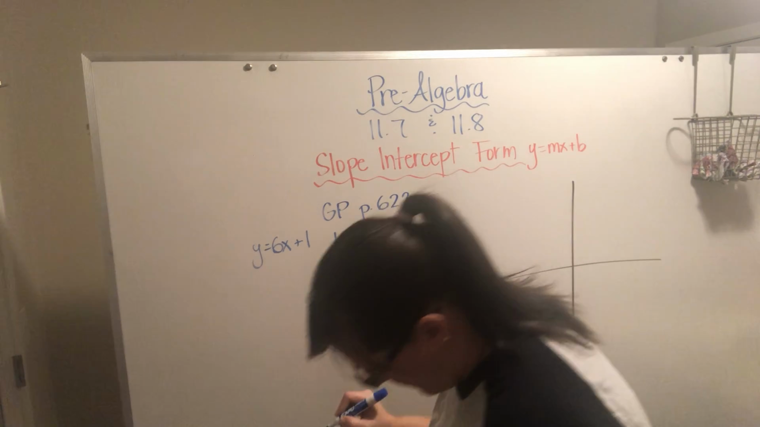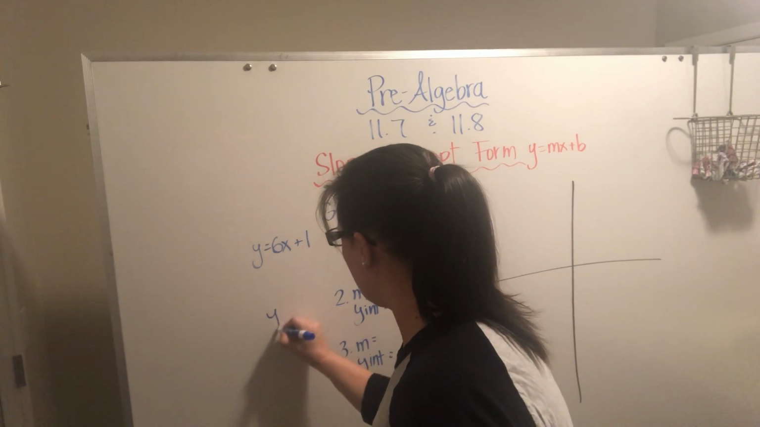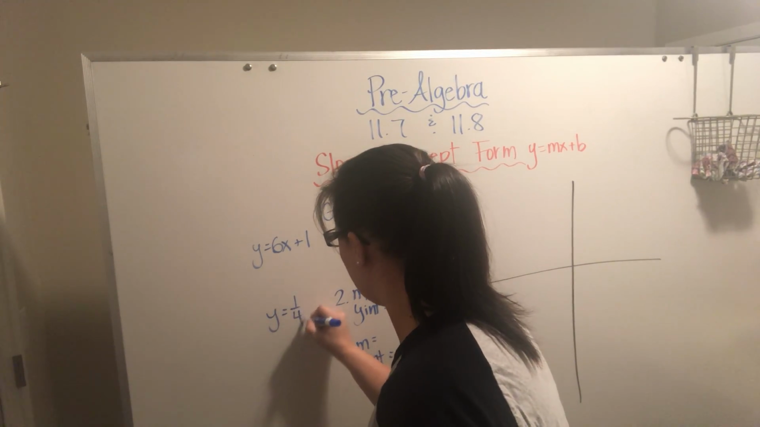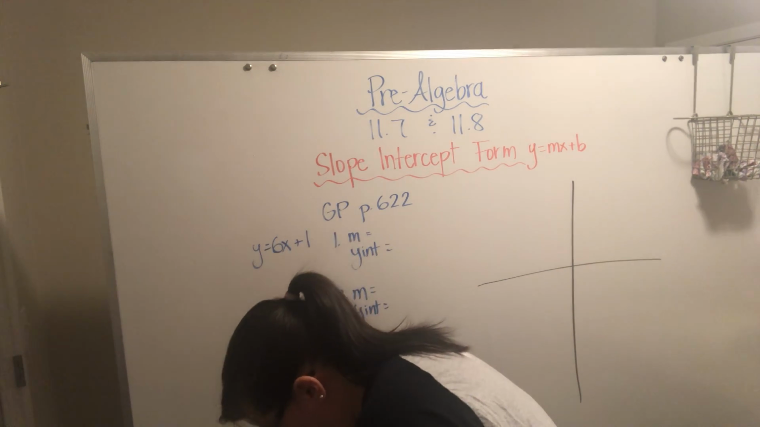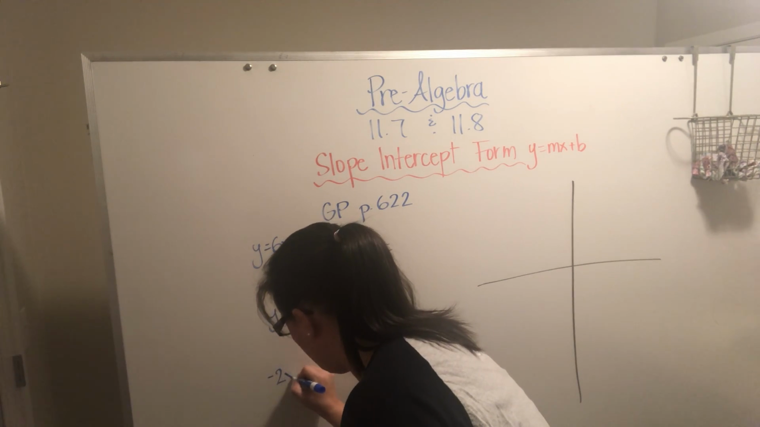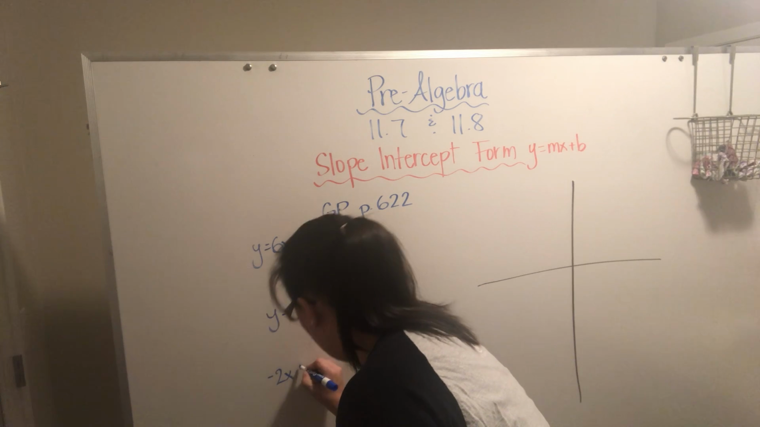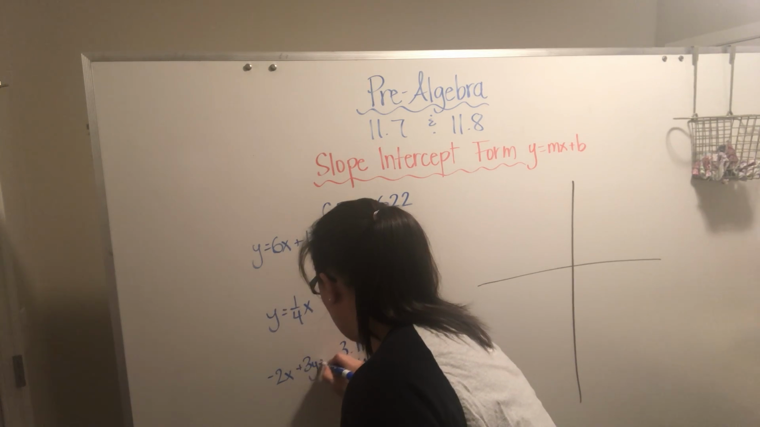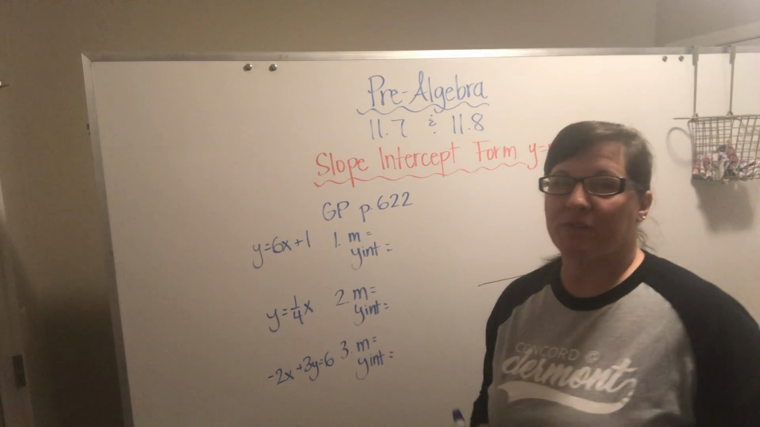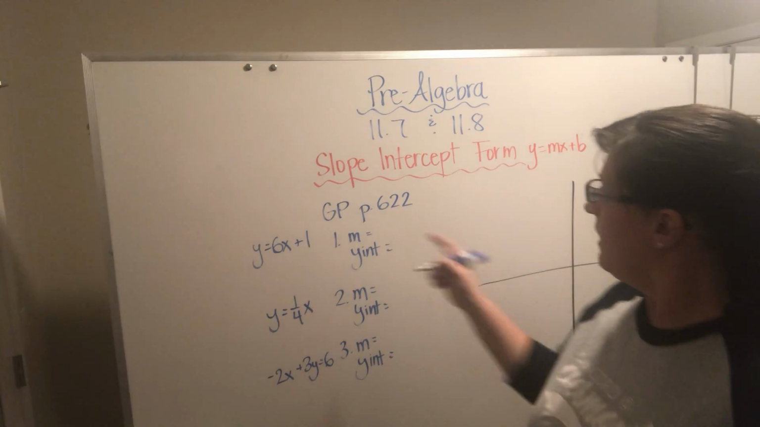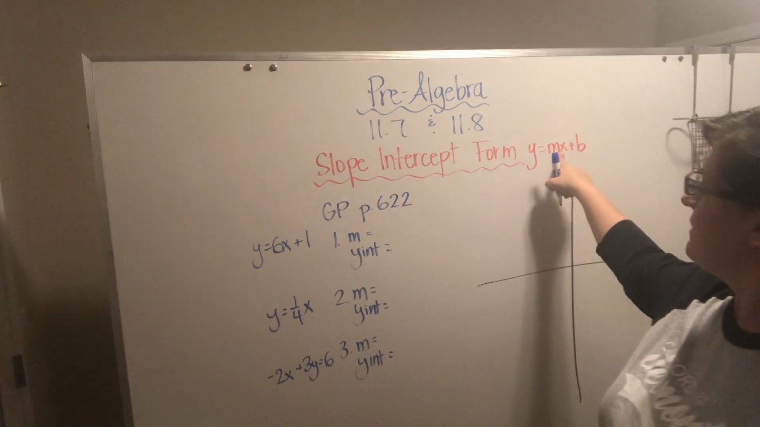Good, you can still see that. I'm going to go ahead and write these equations in here. And then lastly, negative 2x plus 3y equals 6. Hopefully that all shows up. Great. This is already in slope-intercept form.